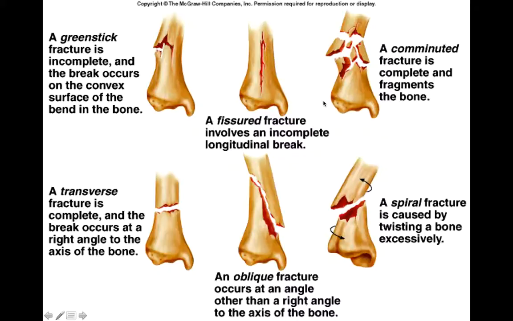And then all of these, but more so the complete break ones, can be further classified as either open, which used to be called compound, or closed. So you can have an open fracture or a closed fracture. Open means the bone fragments are exposed to the outside of the body. Closed means that there is no fracture on the outside of the body. And open fractures are dangerous because of infection.